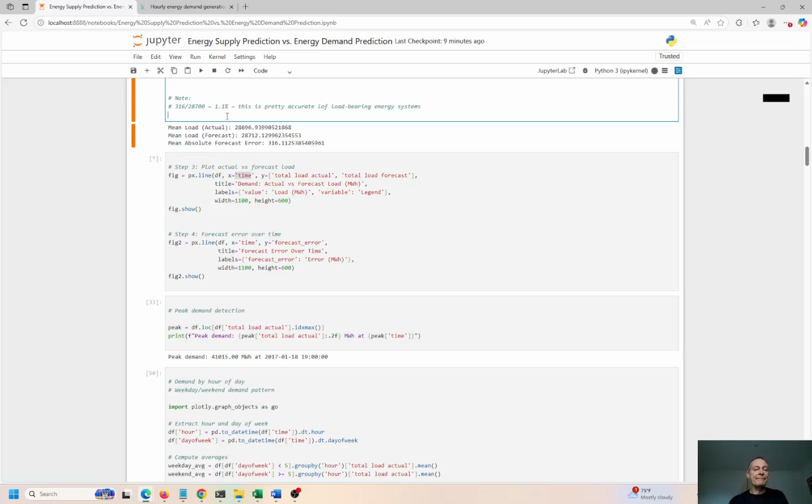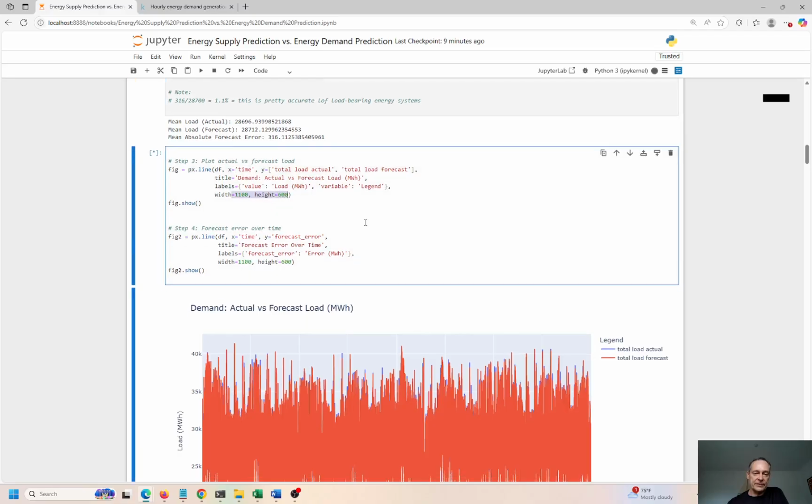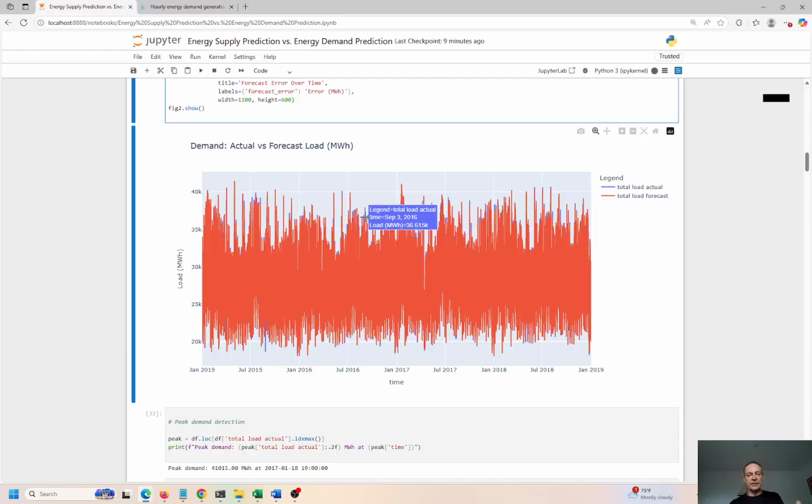Okay, and we have demand, actual versus load. So it decided to work. That's nice. I put most of my charts at 1100 width and height 600, just to get enough exposure on the screen. It takes up most of the width of the screen, and the ratio of the width to the height, I think, is pretty decent. And you can zoom in.